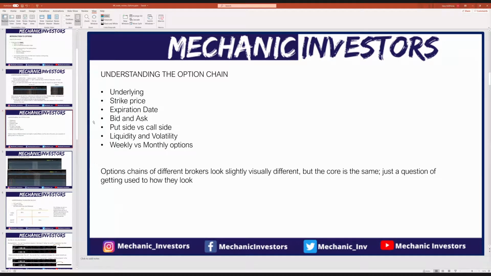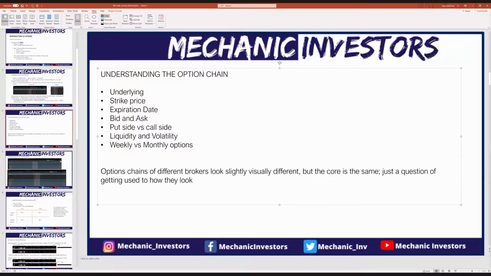Visually, we will look at the option chain. We talked about the underlying. So for the prior example, AMD was the underlying. There's a strike price. There's an expiration date. There is a bid and ask, just like we have for shares. There's a put side versus call side. So this one we need to understand a little better. There is liquidity and volatility, and there is weekly versus monthly options.